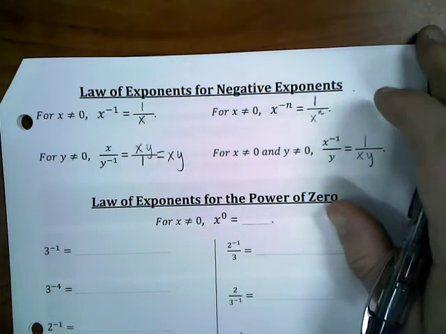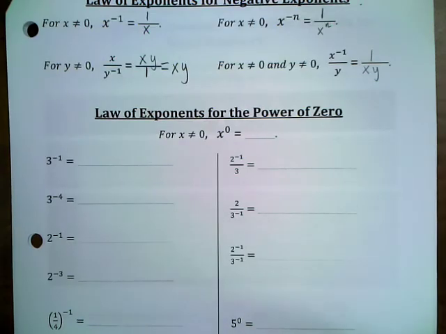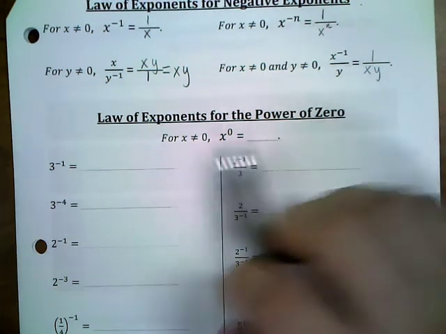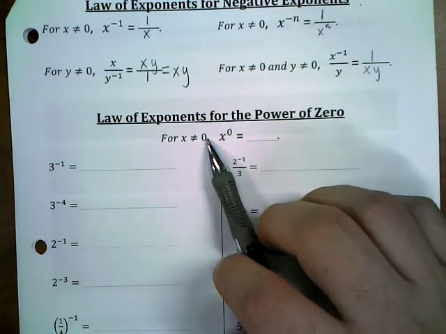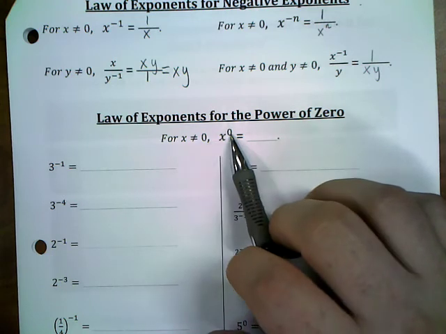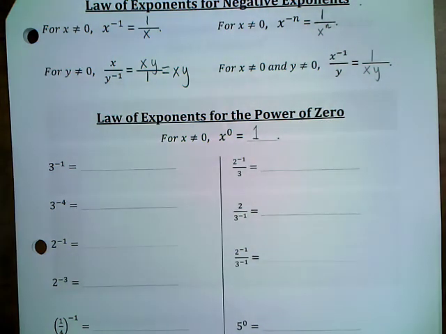So now let's take a look at our last property, and then we'll do some practice problems. This one's real simple. We said it on the other page, but we're going to get it on here just a little bit more formally. So the law of exponents for the power of 0 says that for x not equal to 0, so x can't be 0, but if it's anything other than 0 and you raise it to the power of 0, the answer is 1.